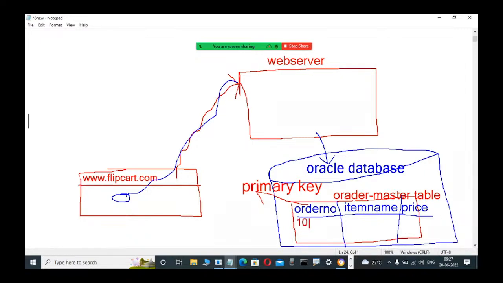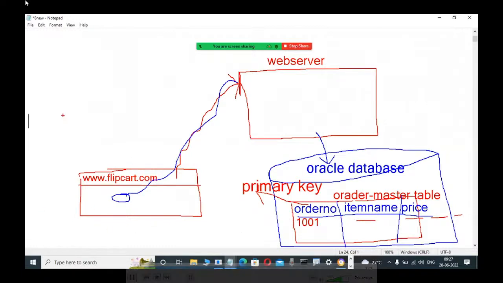Order number, okay, 1001, anything, order number. This item name and price only, automatically. So now whatever price and items you are booking, those details are stored in this table, okay, fine.